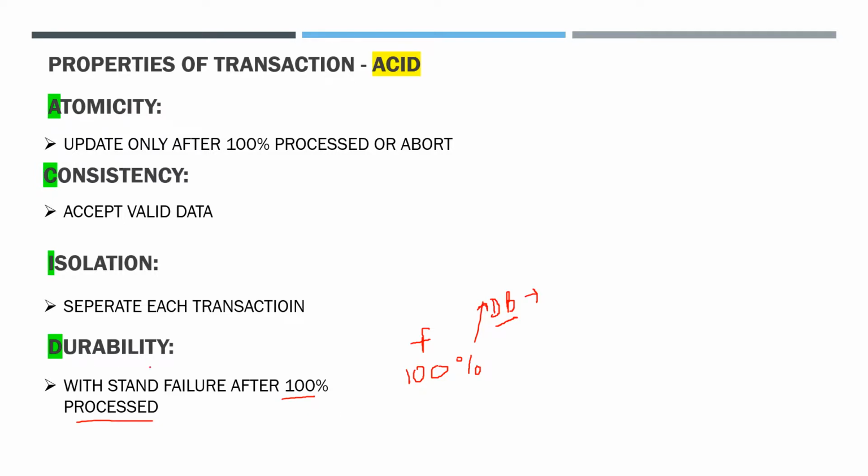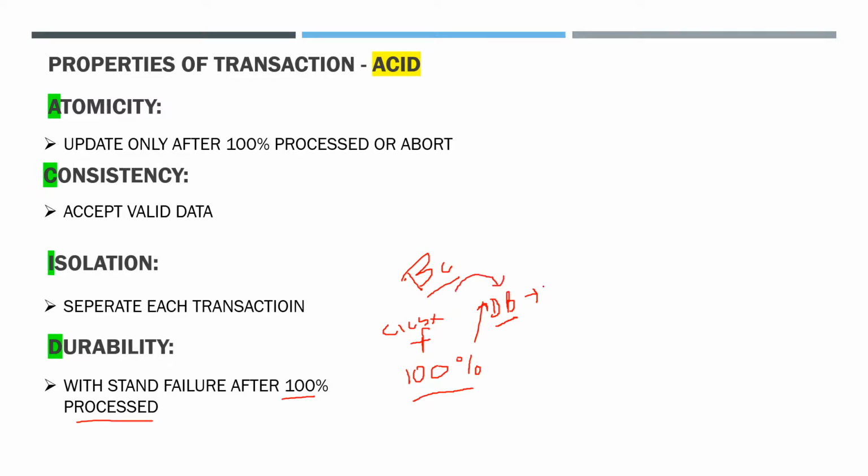That property is called durability. After the completion of the transaction at 100%, it should withstand any failure. It should use another backup. If the CICS transaction server fails in this flight ticket booking, it should have a backup, and from that backup it should update the contents in the database.